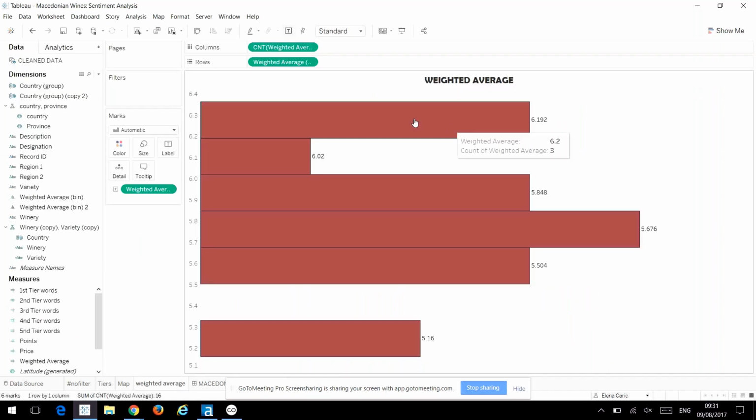Okay. So just count. Count of weighted average. Yeah, the number of instances. I see. What's the weighted average related to? That's the field that gets calculated in Alteryx. What's the sentiment? It's basically the sentiment score. Well, like high is good. Yeah. Low is supposed to be bad. Yeah, plus two. Okay.